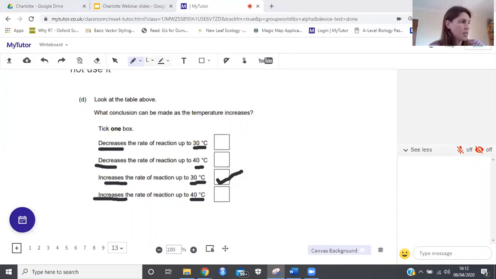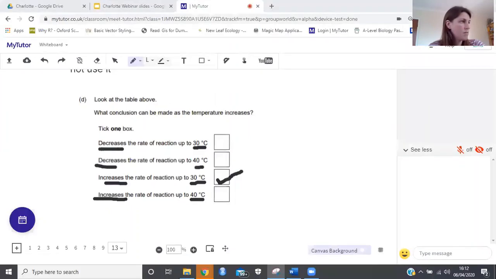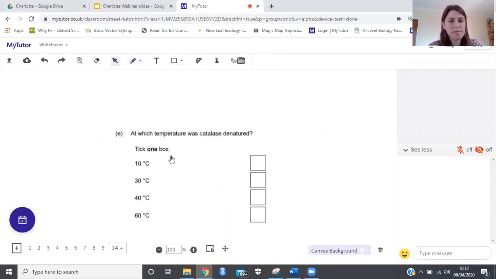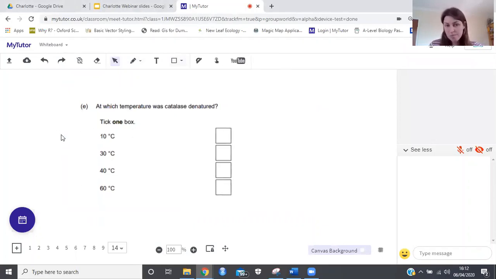Then there's a part E. At which temperature was catalase denatured? So we know that catalase is an enzyme, and so here we're talking about at a certain temperature, catalase couldn't hold its structure anymore, could no longer bind to its substrate in that lock and key mechanism that we talked to, and denatured.